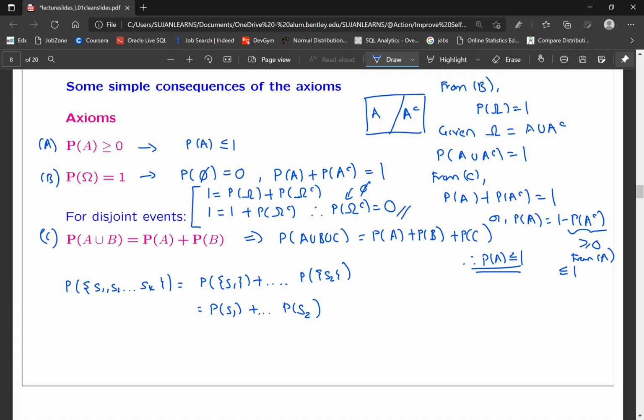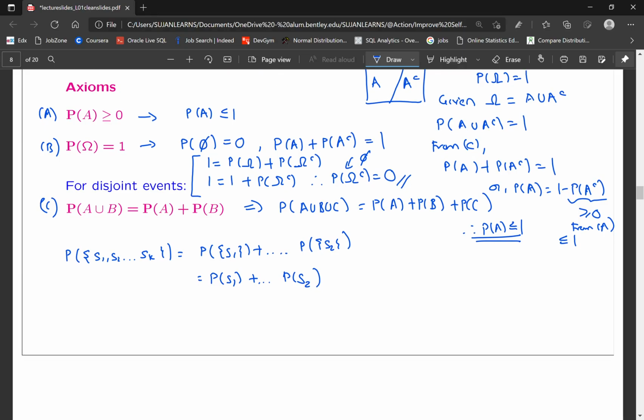And thirdly, let's generalize the disjoint event. We know that we have our sample space with 3 events which are disjoint: A, B, and C. And we are interested in the probability of the union of A, B, and C.